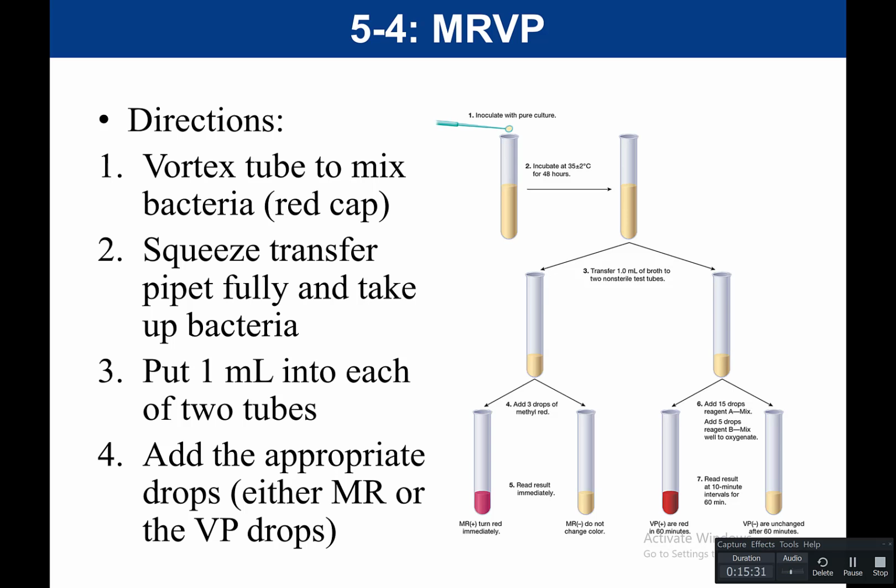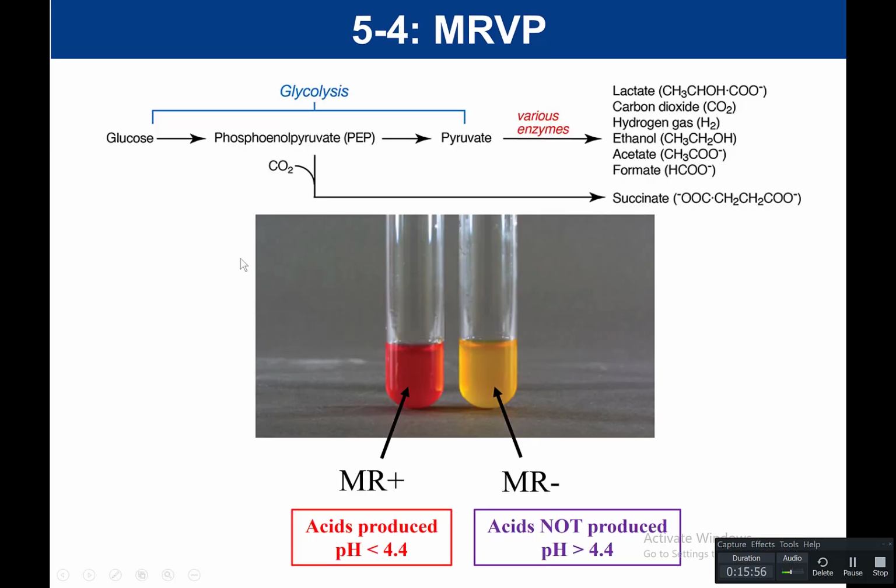For this particular slide, what you want to understand is that you inoculated the MRVP broth and then you allowed it to grow for 48 hours. And then you had to transfer the broth into 2 tubes. One tube got the methyl red reagent, one tube got the VP reagents. You do not need to memorize all of these acids and all of these products that can be produced for MR positive. You just want to know that for MR positive, they produce stable mixed acids.